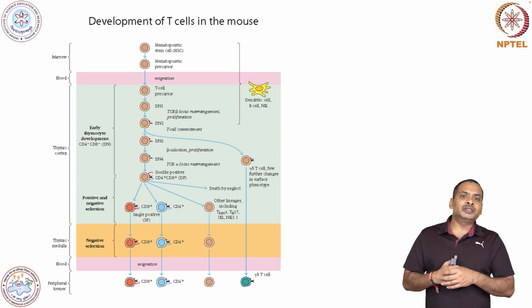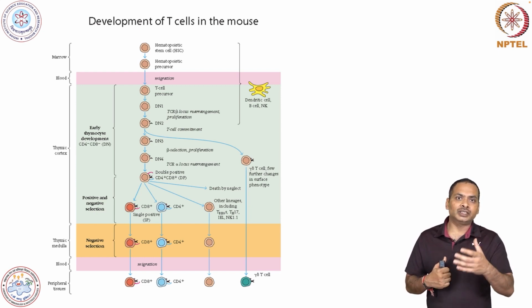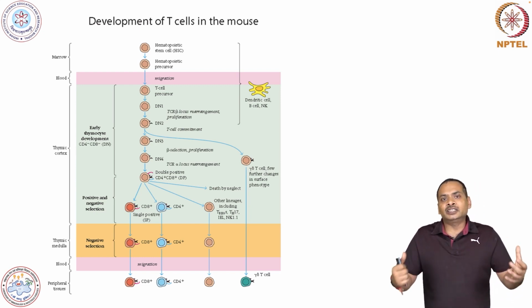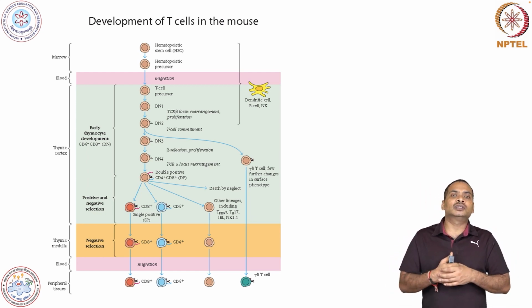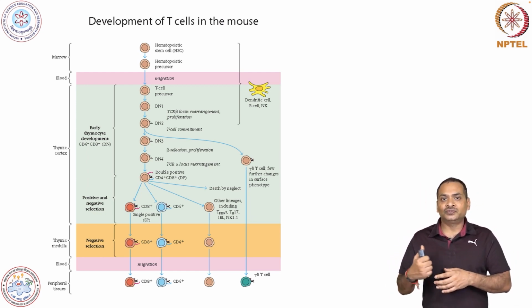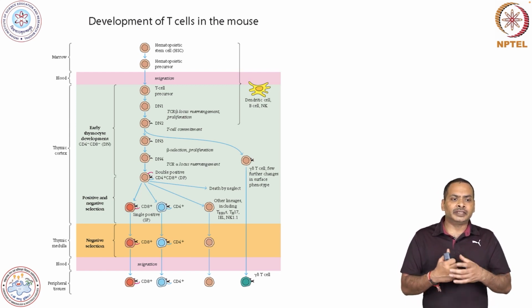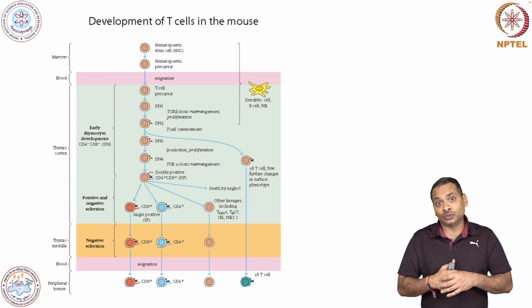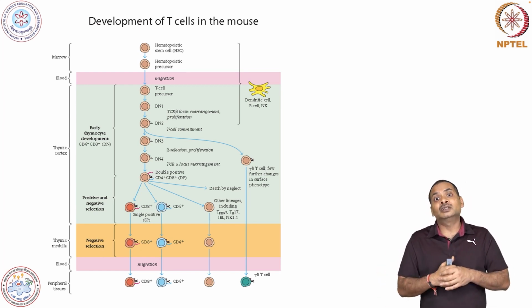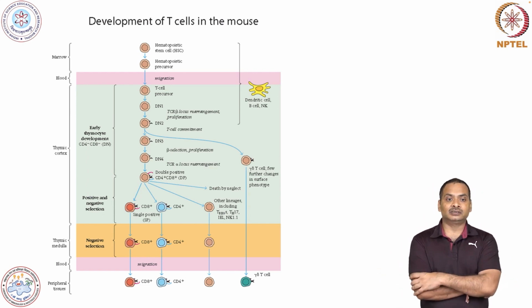Then this maturation process takes place first in the cortex, then the medulla, and then there will be generation of CD8 and CD4 T cells, and then these will migrate through the blood and reach the peripheral tissues, and over there they will see the antigen, and then there will be development of antigen specific T cells.